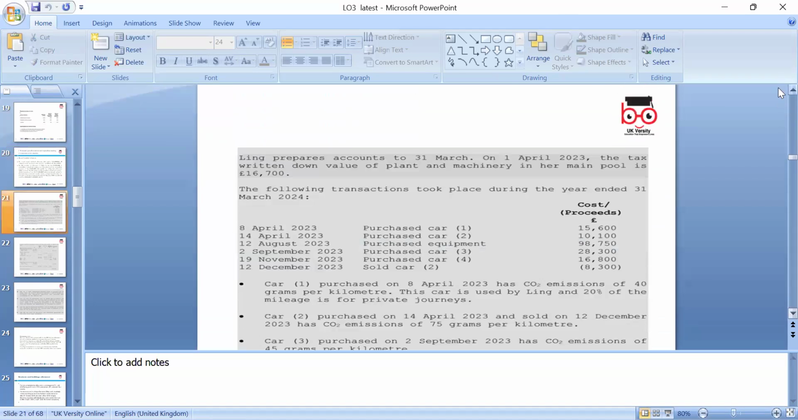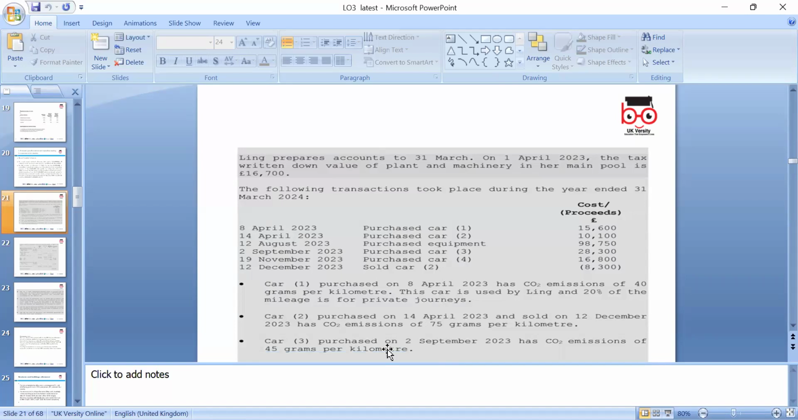So we can look at the prepared accounts for the 31st March and 1st April 2023, the tax written down allowance for the plant and machinery. Our main pool was 16,700. We can look at the purchase of cars and equipment we've done, and the car purchased on the 8th April, which has a CO2 emission level. So we can look at the rates and qualifying.